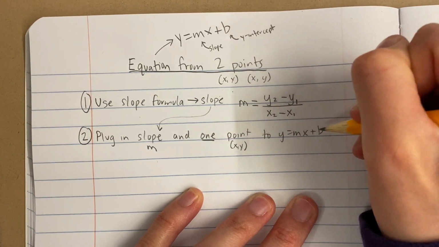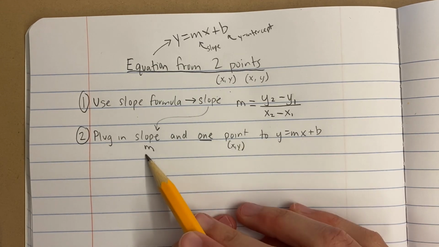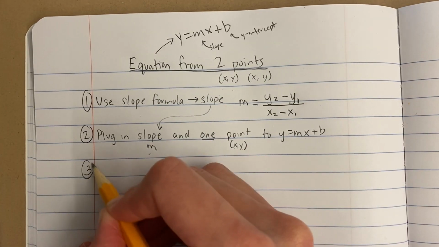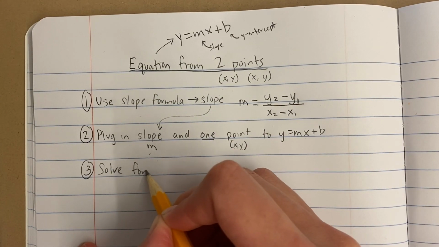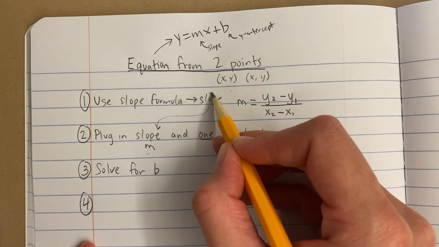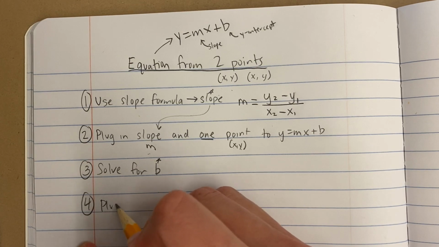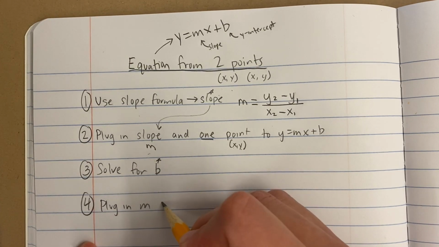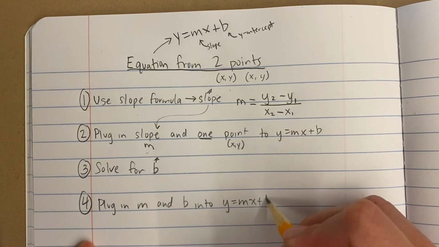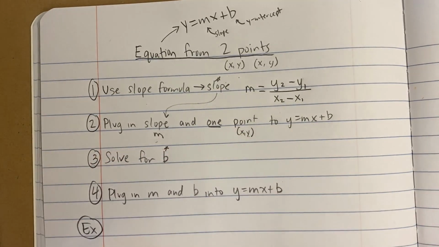This is what you did the past few minutes. Okay, now you're going to plug the x value into x, the y value into y, and the slope into m, and the only thing that's going to be left as a variable is the b. And so you're going to solve for b. Okay, now once you have that, look, then you have your slope, and you have your y-intercept, and you're set. You're just going to plug in m and b into y equals mx plus b. Okay, so let's take a look at an example, and you'll see what this looks like.